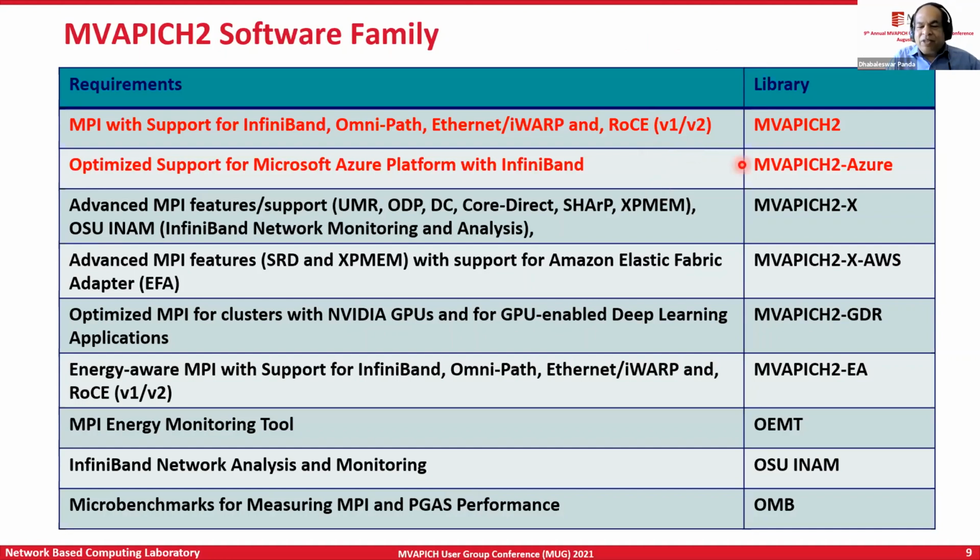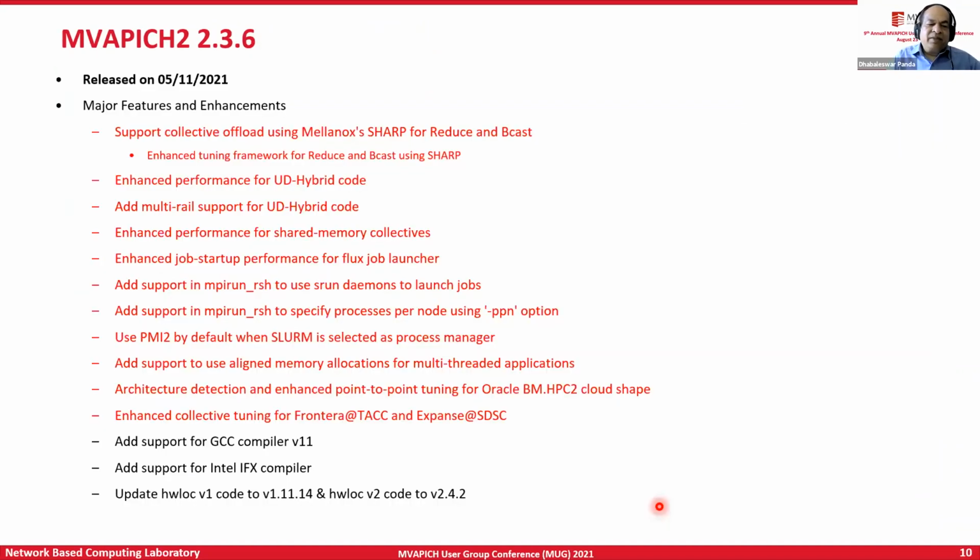We have the basic MVAPICH2, and that also runs on Azure directly because they also use InfiniBand. Then we have an MVAPICH2-X version. So there we have MVAPICH2-X and then MVAPICH2-X AWS. This is the GPU-direct version, both for NVIDIA and AMD. And then we also have the InfiniBand Network Analysis and Monitoring tool, INAM, and the OSU Microbenchmarks. So I'll try to touch a little bit on each of these.